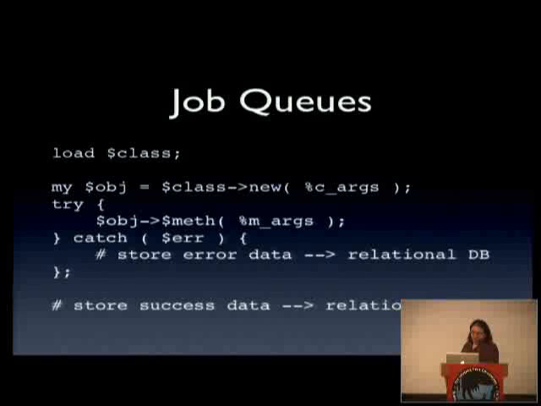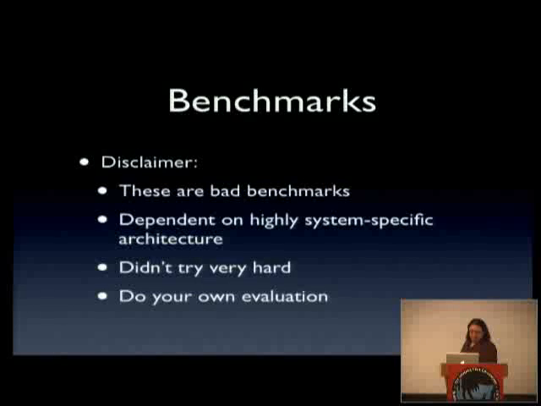We load the class using Module::Load. We instantiate the class using the constructor arguments. And then we'll try to run that method using the method arguments. If there's an error, we store it. In this case, I'm storing historical error information about the jobs in a relational database because I want to save all that data and run queries on it later. You certainly don't have to do this. That's just what I'm using for this project. And again, if it works and there's no exception, we store that data as well.